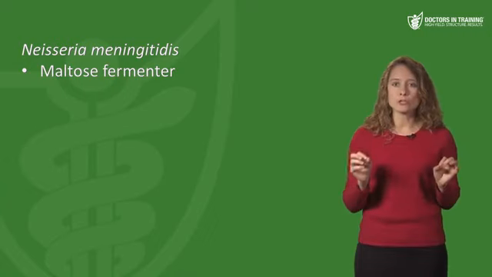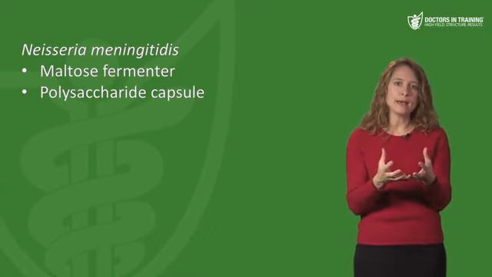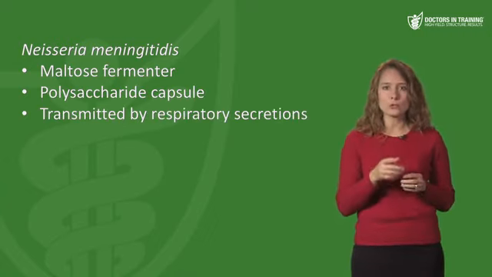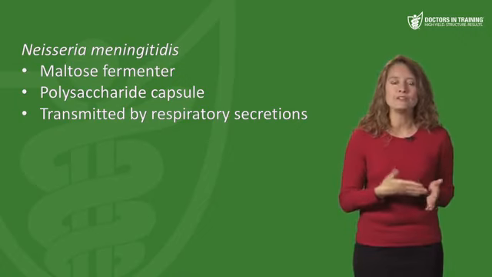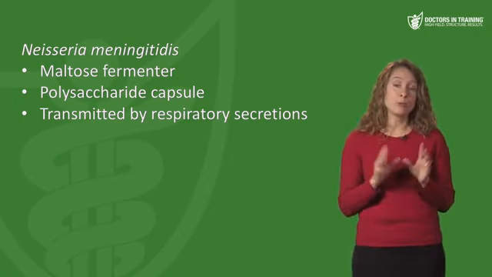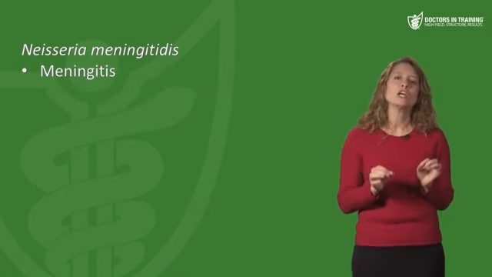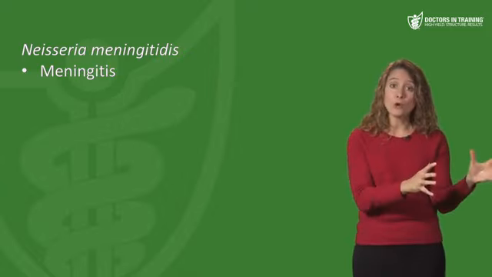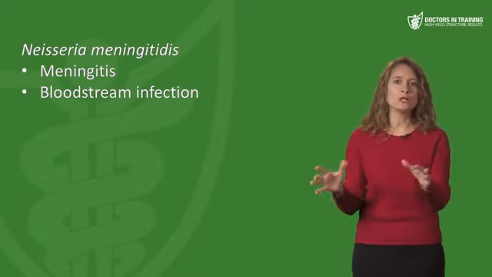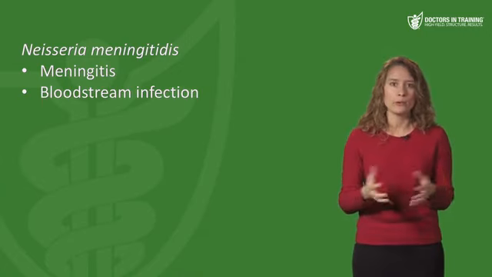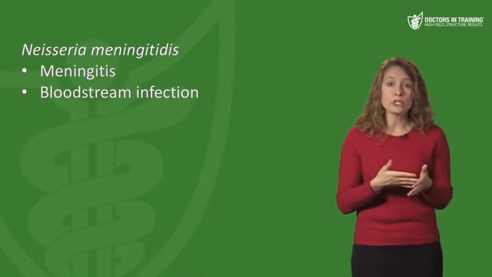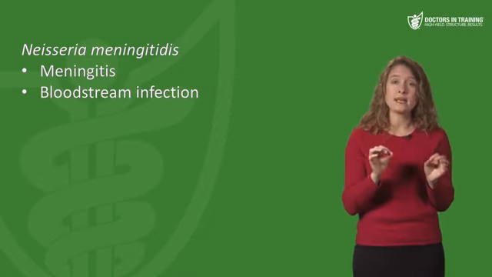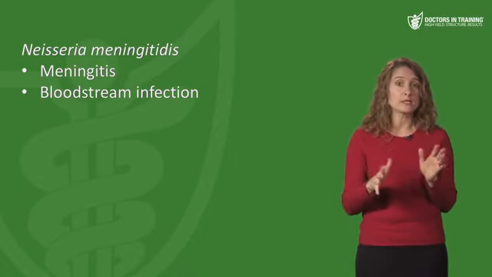Now for Neisseria meningitidis, or meningococcus. Unlike Neisseria gonorrhoeae, Neisseria meningitidis is a maltose fermenter. It has a polysaccharide capsule and it can be transmitted by respiratory secretions. This is a very, very, very bad bacteria. It probably won't surprise you that Neisseria meningitidis causes a lot of meningitis, but you need to know that it can cause meningitis alone, it can cause a bloodstream infection alone, or it can cause a combination of both. It's a common cause of bacterial meningitis in children and young adults and has a mortality rate between 10 and 15%, so it's a big deal.